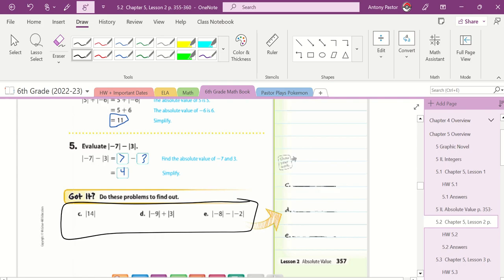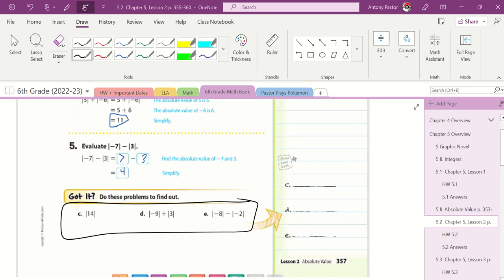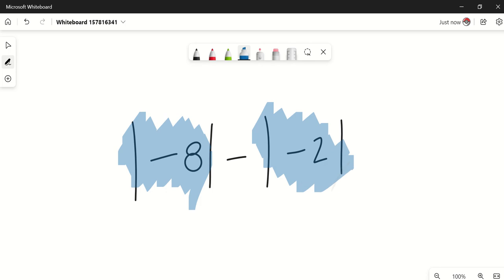And our last example today is the absolute value of -8 minus the absolute value of -2. Now remember, the only things we're looking at are the absolute values here. We're going to ignore this. We're just going to bring this down into our new equation.